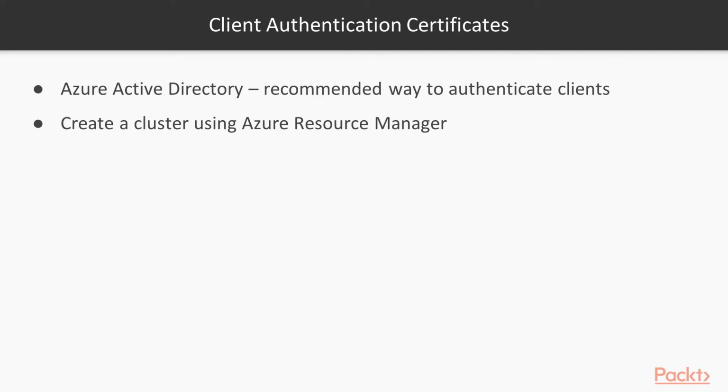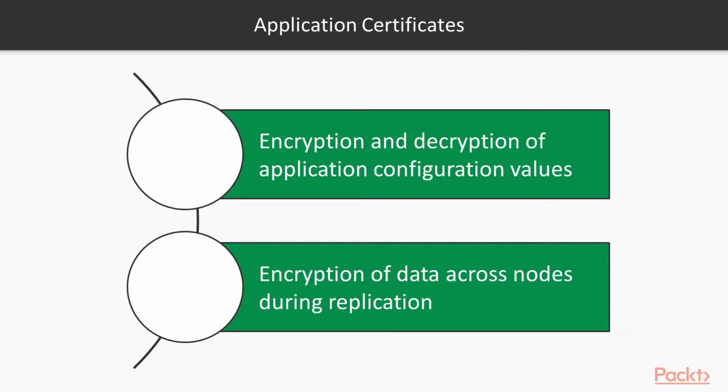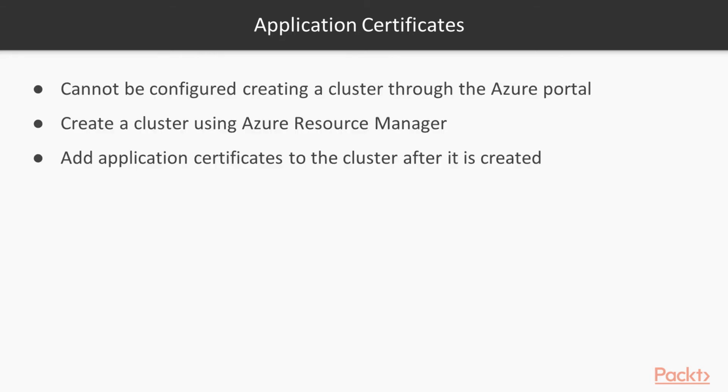Next, we see the application certificates. Before creating your cluster, consider the application security scenarios that require a certificate to be installed on the nodes, such as encryption and decryption of application configuration values, and encryption of data across nodes during replication. Application certificates cannot be configured when you're creating a cluster through the Azure portal. To configure application certificates at cluster setup time, you must create a cluster using Azure Resource Manager. You can also add application certificates to the cluster after it has been created.